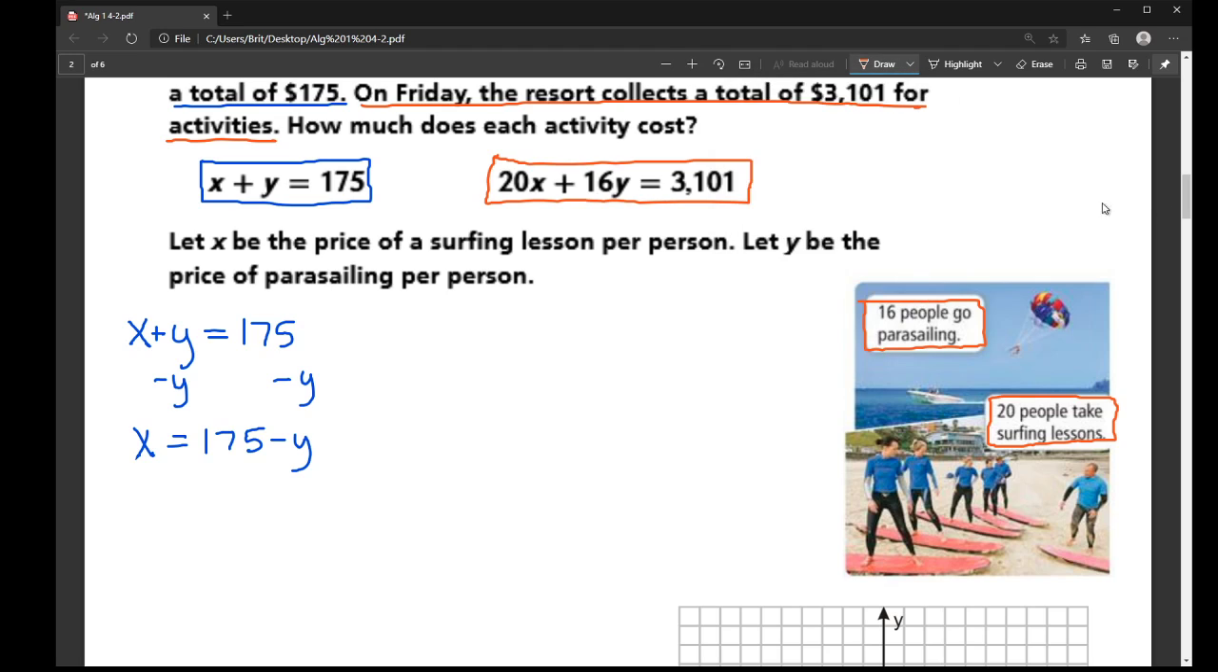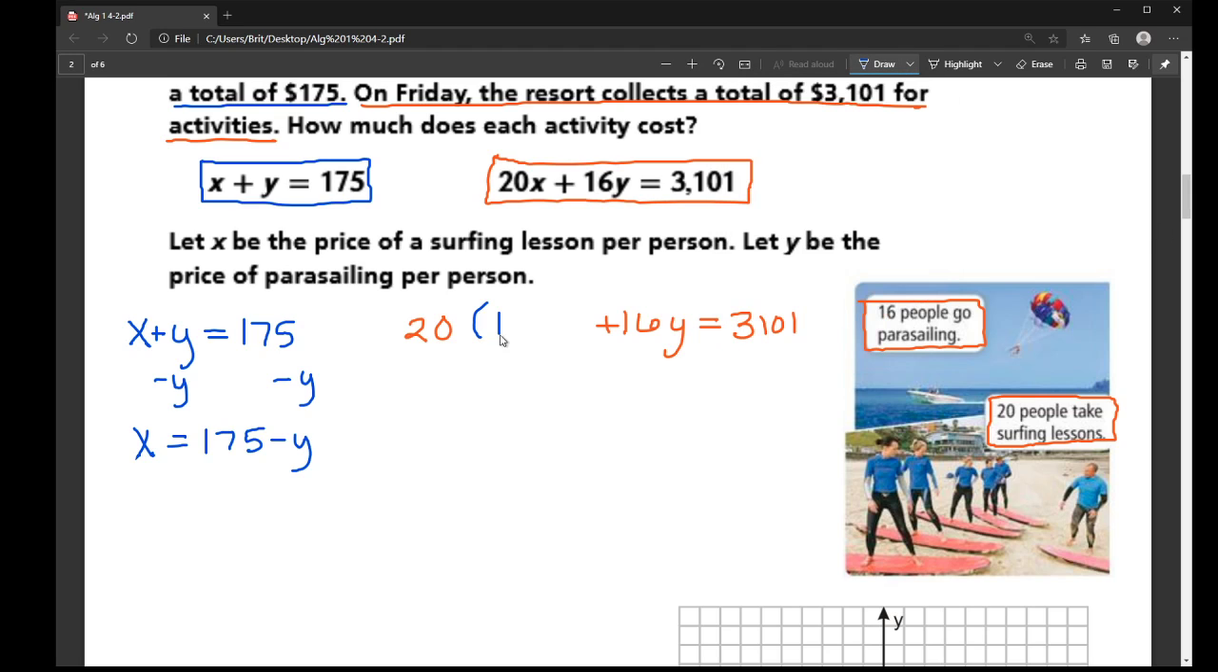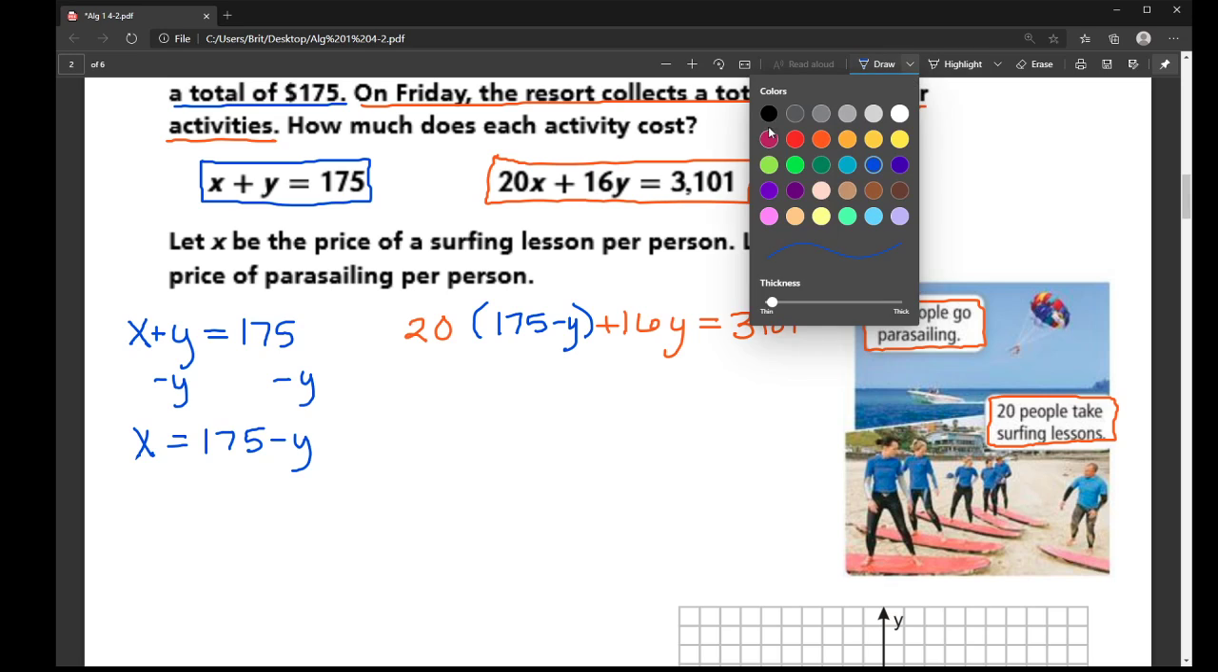And then I could take this orange equation, and where the letter x is, I could substitute in 175 minus y. So I'm going to leave a space where x was and write the rest of the equation out. And where x goes, I substitute in 175 minus y. And remember to use those parentheses or you're going to get the wrong answer.